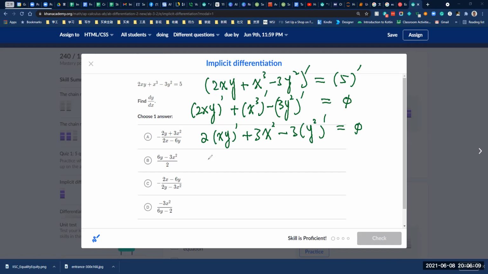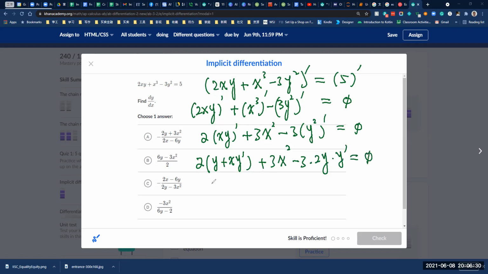Now this one, we have to use the product rule first. Take the derivative of x, we get y. Then take the derivative of y, we get y prime. And 3x squared. And this one, we have a chain rule, so this is going to be 2y times y prime, equal to 0.